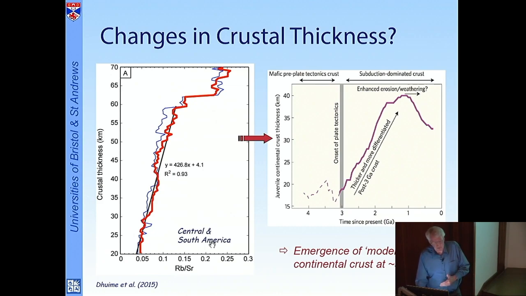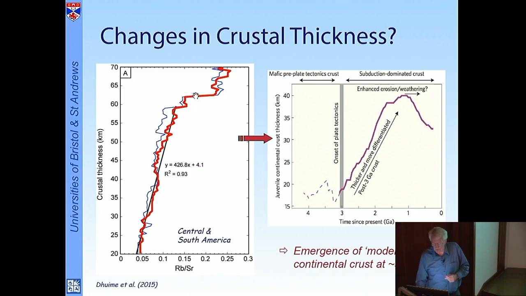The other step you can take in this argument is that if you go to Central and South America at the present day and you plot the rubidium-strontium ratio of magmatic rocks on the surface versus crustal thickness, there's a pretty good array. That's the diagram here on the left. And it's not surprising, right, that basically the thicker the continental crust, the harder magmas have to work to get through it, the more differentiated they'll become, the higher the Rb/Sr ratios will be.